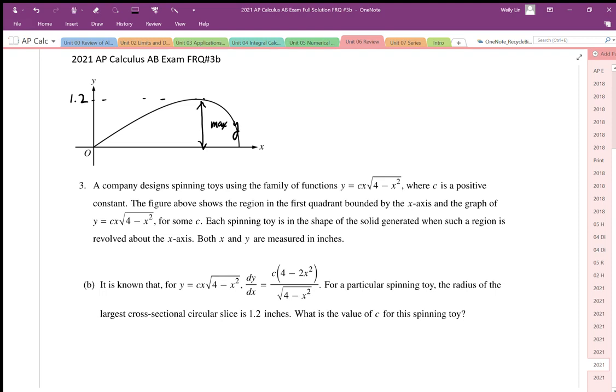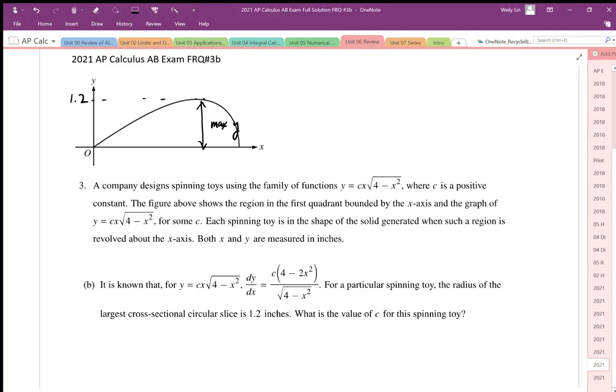Question number 3b says that it's known for some y equals cx root 4 minus x squared, the derivative is equal to this expression given here. And for a particular spinning toy, the radius of the cross-sectional circular slice is 1.2 inches. So the radius of this cross-sectional slice is going to be 1.2 inches. That's what it's telling us here. And what is the value of c for this spinning toy?